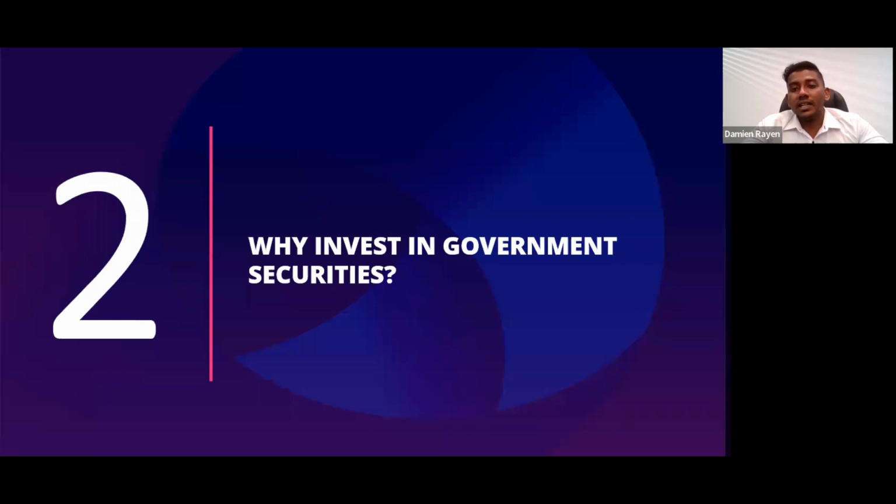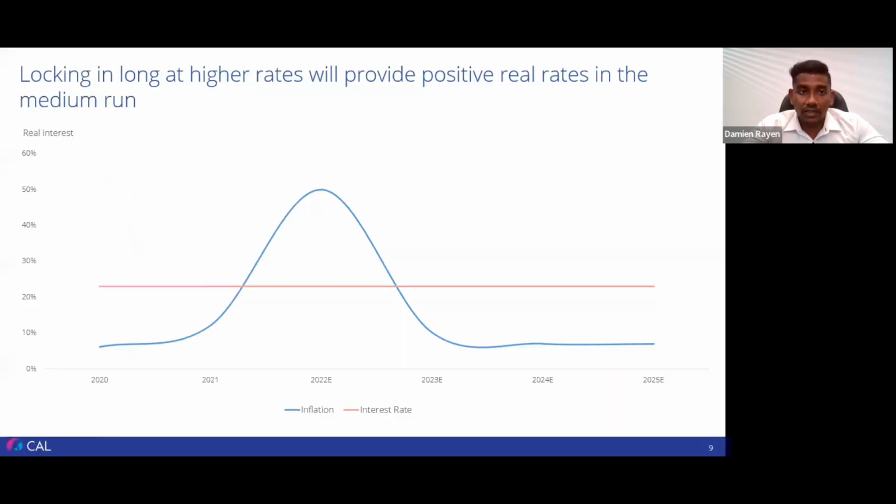So why exactly do you have to invest in government securities compared to the other investments? One of the main questions being asked these days is about inflation. Right now, inflation is over 50%. So what is the point of saving money when the value of the money is falling by 50% and you're making a return of only 25 or 30%?